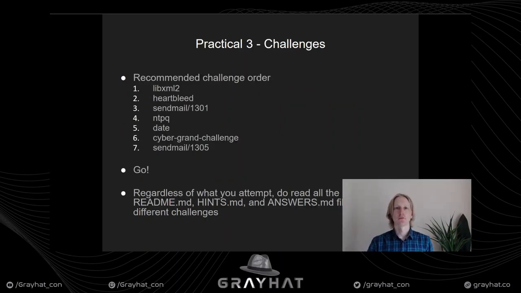And now you know everything you need to know about AFL to start finding real bugs in real software. So here's a collection of 6 different real bits of software and 1 fake bit of software, all of which have bugs in that you can find with fuzzing. Some of them are very famous, like the Heartbleed one and the Sendmail one.